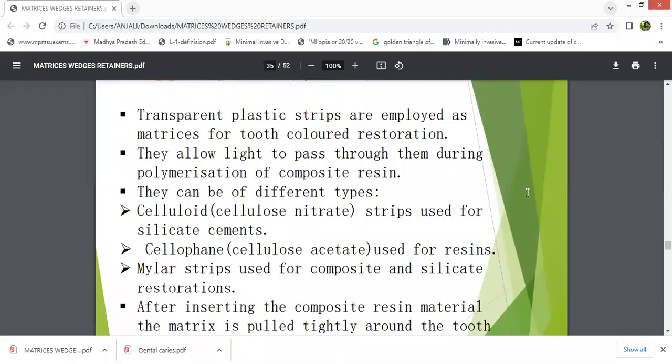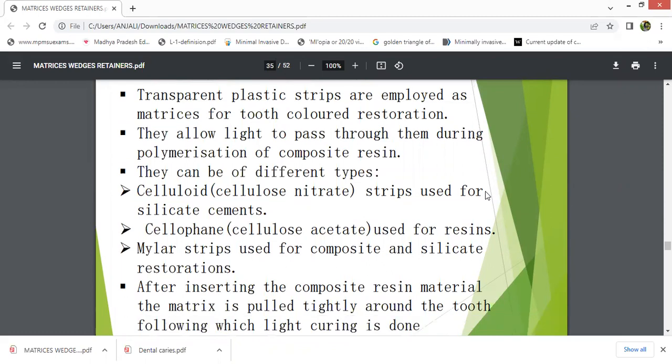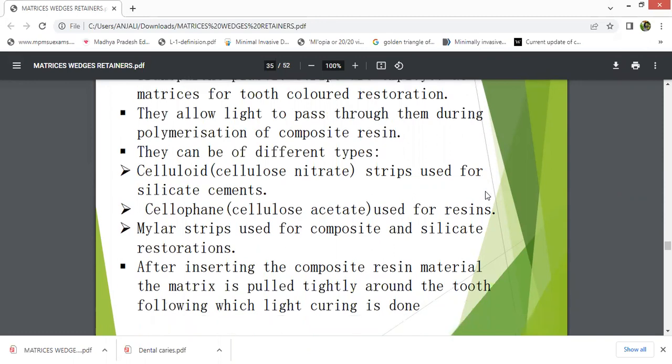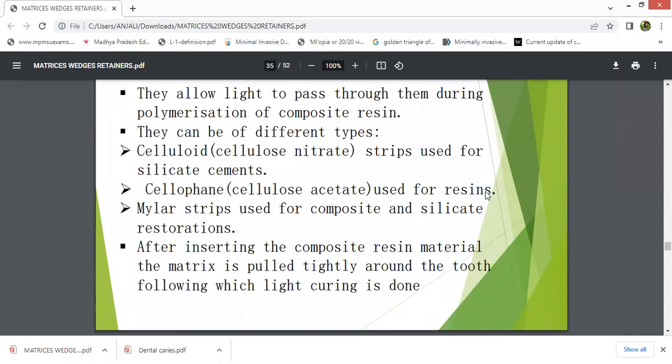So transparent plastic strips are employed as matrices for tooth color restoration. They allow the light to pass through them during polymerization of composite resin. Next, there can be different strip types: celluloid, cellulose nitrate strips used for the silicate cement, cellophane, cellulose acetate used for the resins, Mylar strips used for the composite and silicate restoration.